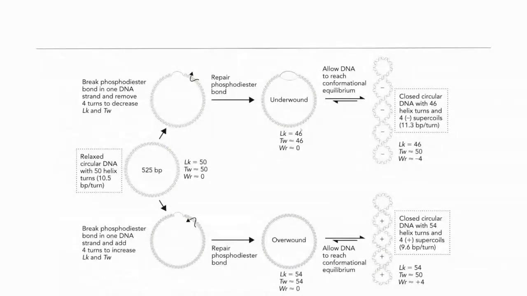If you let the DNA reach conformational equilibrium, it forms this right-handed supercoil that introduces a negative writhing number. So if you have 4 turns here, then that's minus 4, right? And then if you have twisting number 50, the linking number will be 46, which is 50 minus 4, that's 46. Okay.